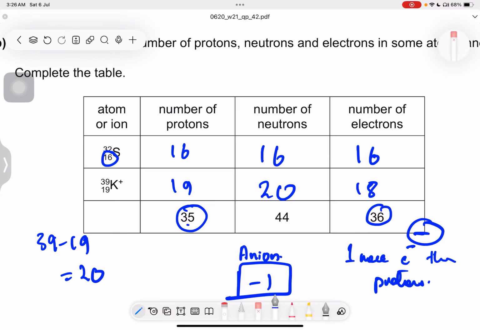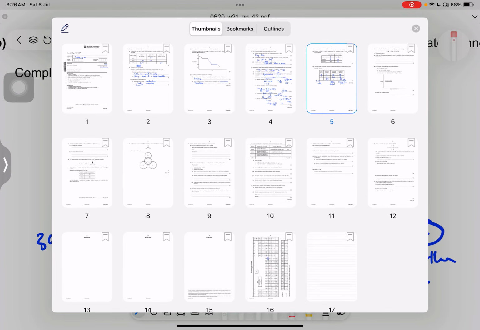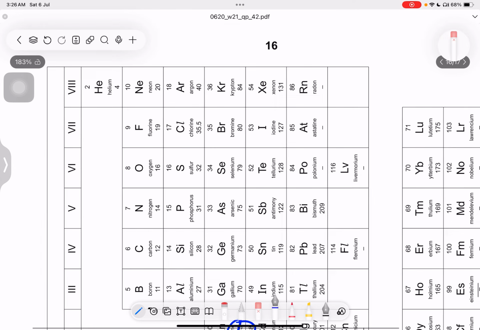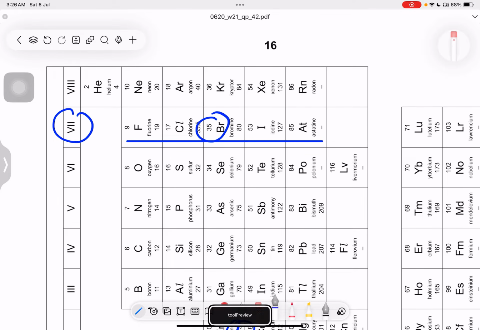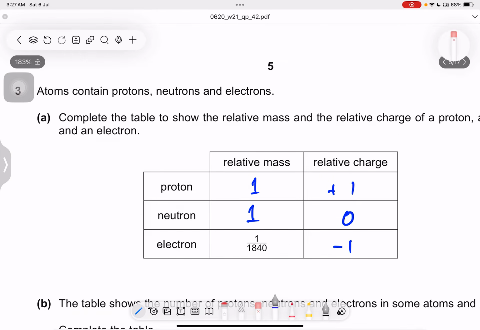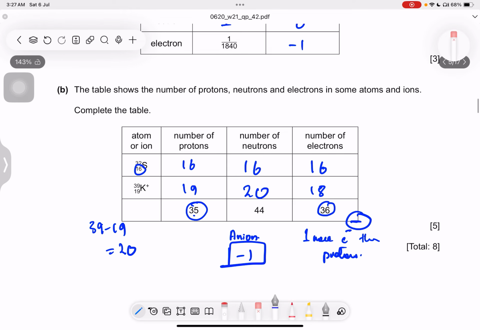Number of protons, 35. So the proton number 35 is of what? If you look at this, group 7, 35 is the proton number of bromine, and we have to write the answer as a bromide ion. So Br minus, 35, sorry, 44 and 35. Oh, sorry, not 44. The mass number is the sum of these two, so 79.